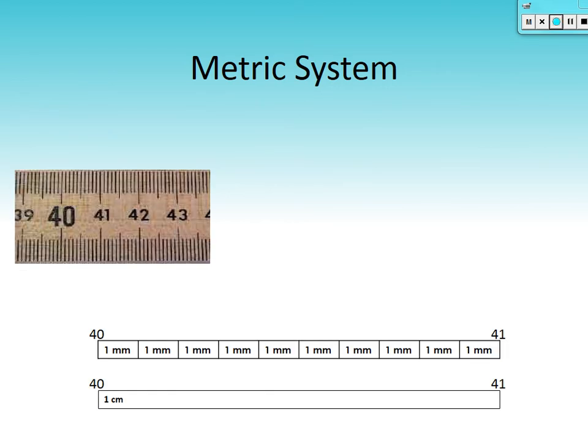And you see that on a ruler. So here's a ruler. These numbers right here are centimeters. And the little lines in between are millimeters. So you'll notice that there has to be 10 millimeters is equal to 1 centimeter. And notice, it's based on powers of 10. And that's what makes the metric system so useful.